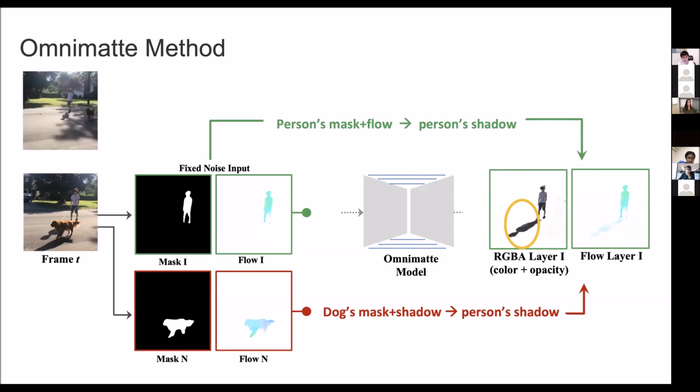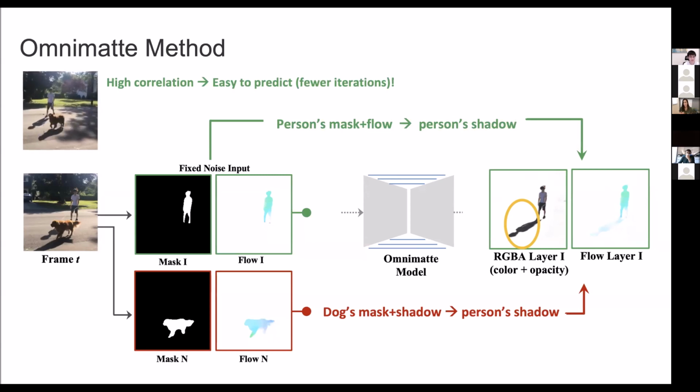And if we take a look at this task over the entire video, what we can see is that obviously there is very high correlation between the person's input, the mask and optical flow, and the shadow. We can tell a lot about the shadow by knowing the mask of the person and the optical flow. On the other hand, the dog doesn't tell us much about the person's shadow. So it's a much more difficult task for the network to predict the person's shadow from the dog's input. So in short, the shadow can be learned quicker and in fewer iterations from the person's input, and that's the solution that the network favors.